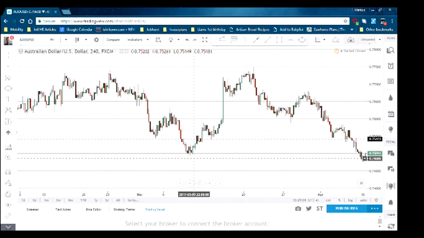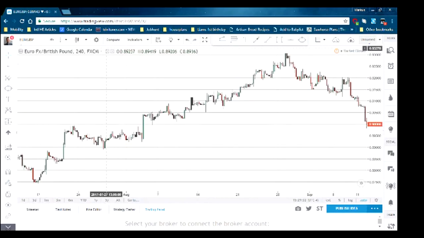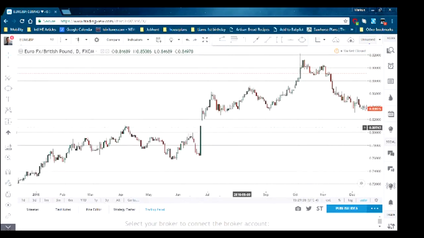Here is another one that, while not as strong because it doesn't actually close above the high of the previous candle, does show that we are looking at a potential reversal as well. Okay. Let's see if we can look at the daily.